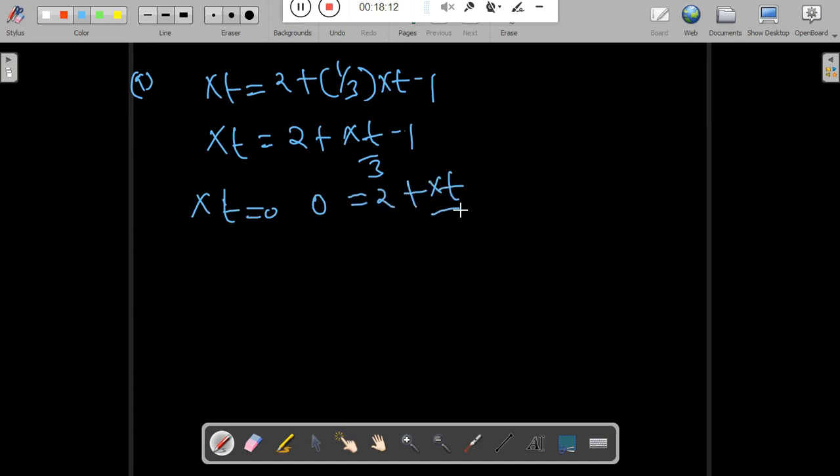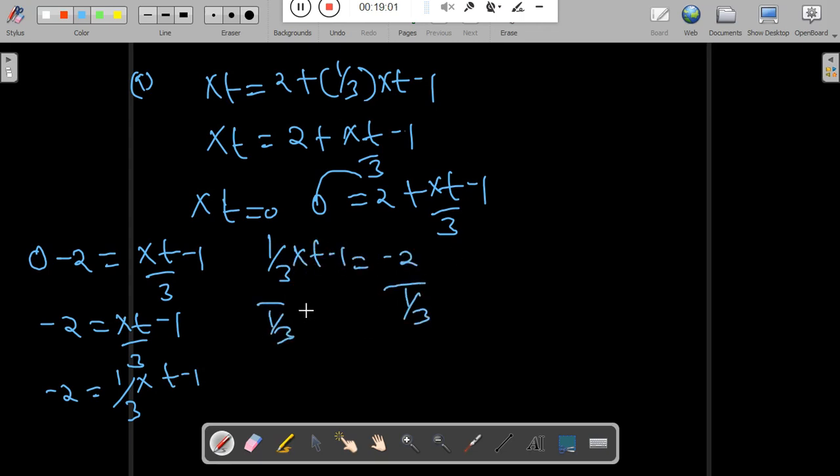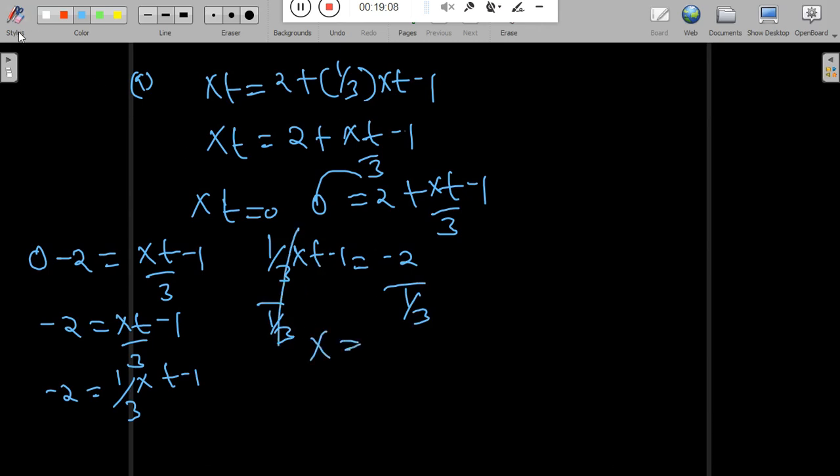So when we set xt equal to 0, 0 will be equal to 2 plus xt minus 1 over 3. From that, take 0 to the left hand side, then take out the value of xt minus 1. Negative 2 will be equal to 1 over 3 xt minus 1. Let's divide by 1 over 3 on both sides. So the value of xt minus 1 will be equal to negative 2 divided by 1 over 3. That is negative 7 over 3.